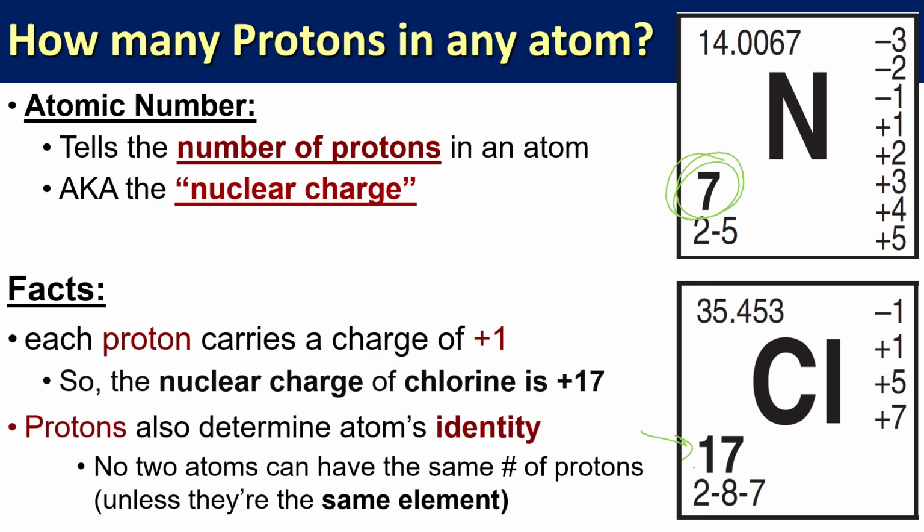So because each proton carries a charge of +1, let's just look at, let's say, chlorine down here. The nuclear charge of chlorine would be +17. Important. The nuclear charge of nitrogen would be +7. Protons also determine the identity of the atom. Because no two different elements have the same number of protons, it is the differentiating feature of an atom. So you will notice that your periodic table is arranged sequentially by ascending atomic number, and each element on that periodic table will have a different atomic number and number of protons.